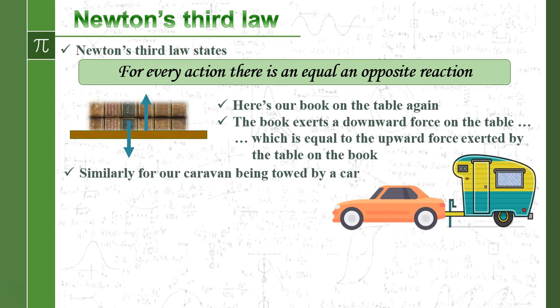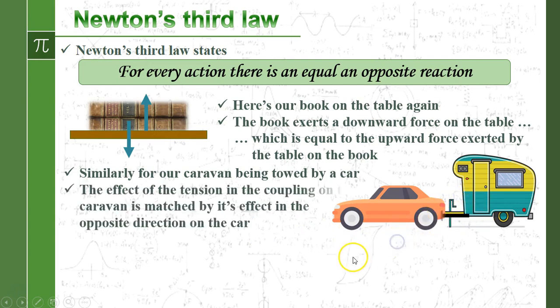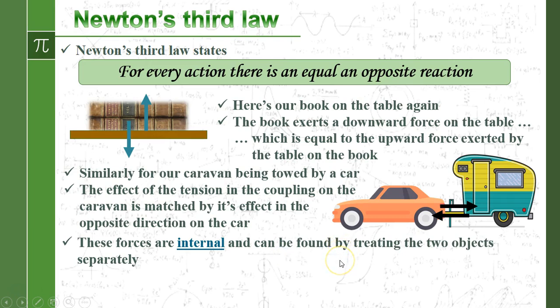If we now consider our caravan being towed by the car, we've got the coupling here, and the car is exerting a force via the coupling on the caravan, and likewise the caravan is exerting a force via the coupling on the car. So we've got tension and thrust both going on, equal and opposite forces. One is the car on the caravan, the other is the caravan on the car. These are what we refer to as internal forces. To figure out what those forces are, we'd have to treat the two things as two separate objects. So I'd model the car as one particle and the caravan as a separate particle, and then have a look at what's going on.